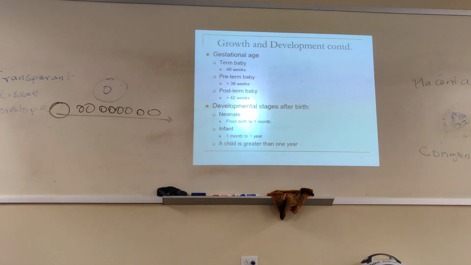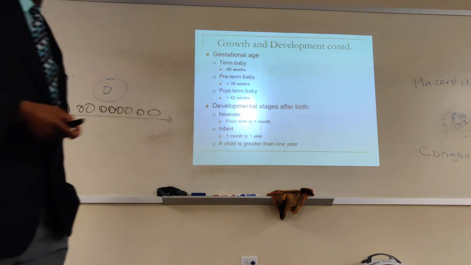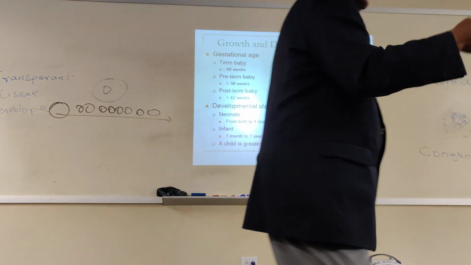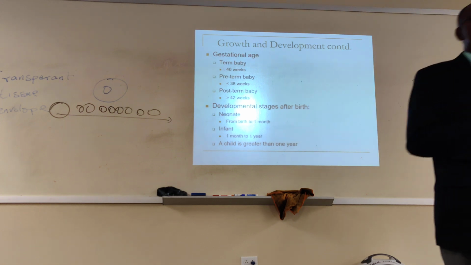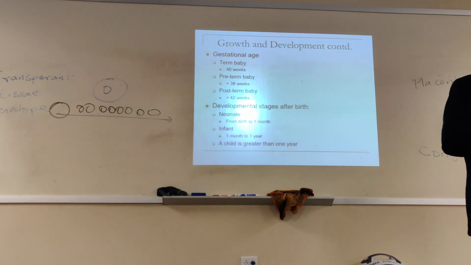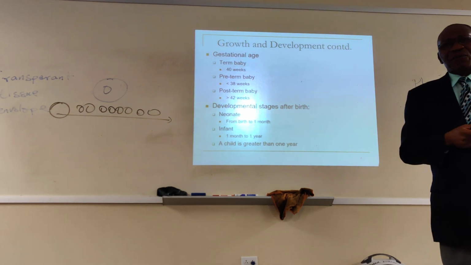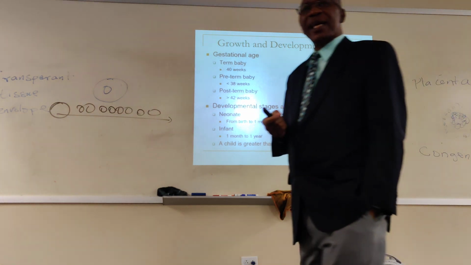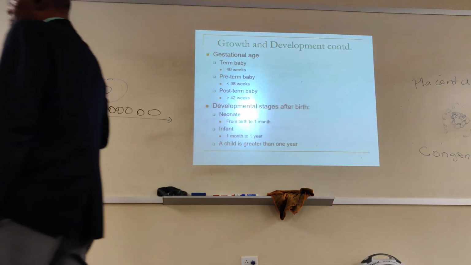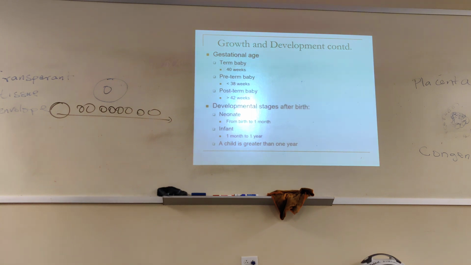Now, gestational age refers to the time since conception. If you have been pregnant for 2 days, well, your gestational age is 2 days. If you have been pregnant for 2 months, gestational age is 2 months. If you have been pregnant for 39 weeks, gestational age is 39 weeks. So it refers to the time since conception.